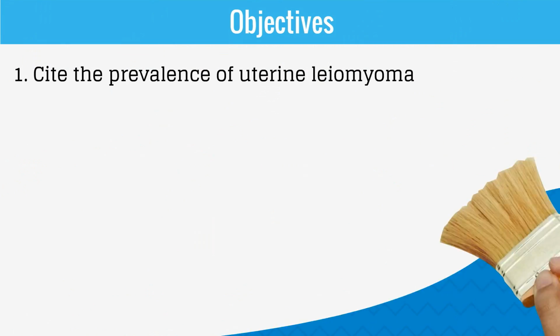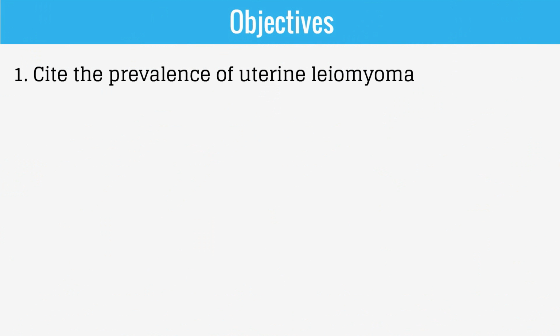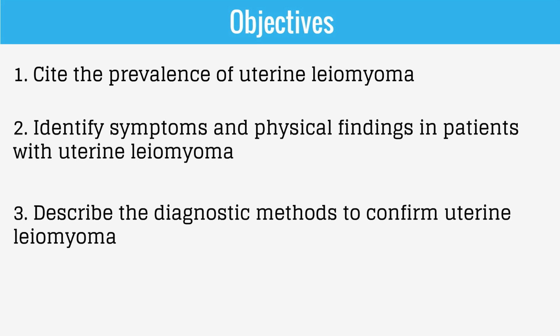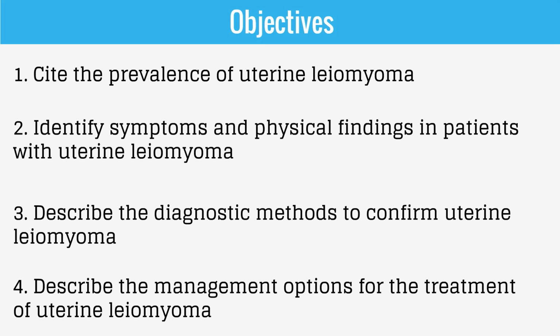The objectives of this video are to cite the prevalence of uterine leiomyoma, to identify symptoms and physical findings in patients with uterine leiomyoma, describe the diagnostic methods to confirm uterine leiomyoma, and finally describe the management options for the treatment of uterine leiomyoma. We classify fibroids into 3 groups based on their anatomic location.